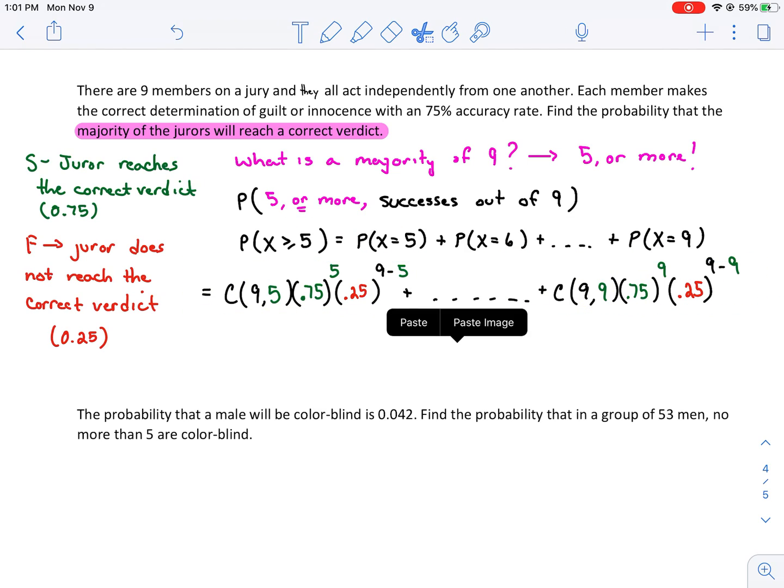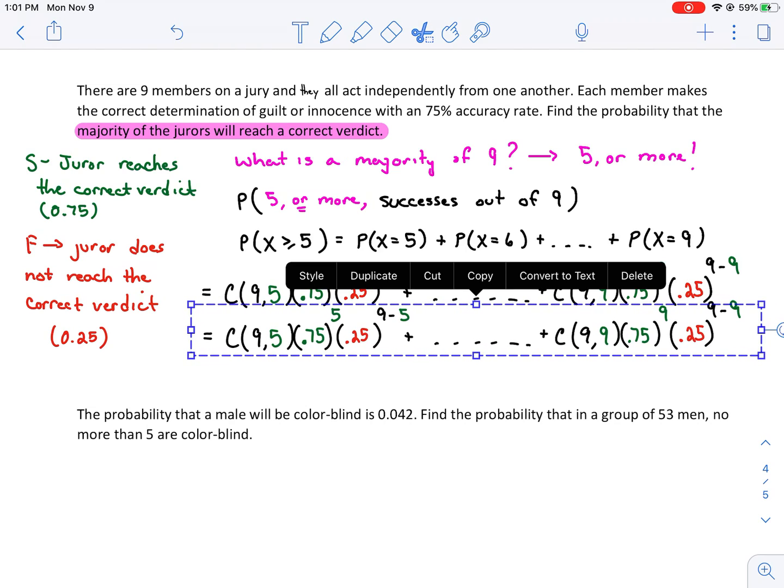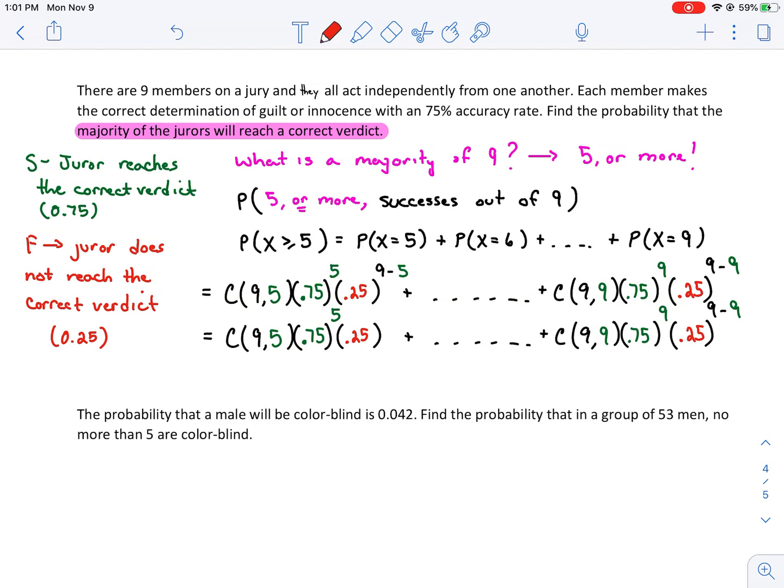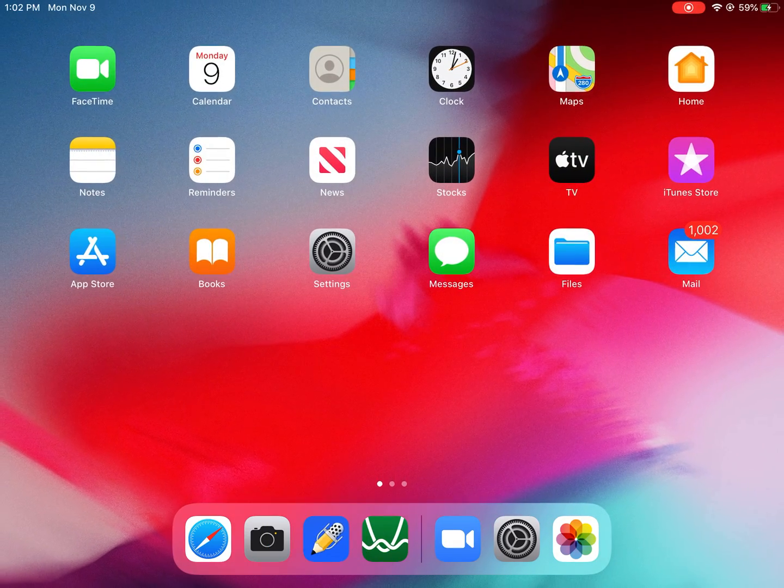Okay, so cleaning this up. Nine minus 5 is 4. And 9 minus 9 is 0. Okay, now I'm going to use Desmos to solve this problem because adding up all of these terms is going to be quite tedious. So here we go.